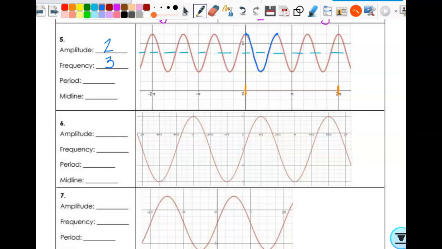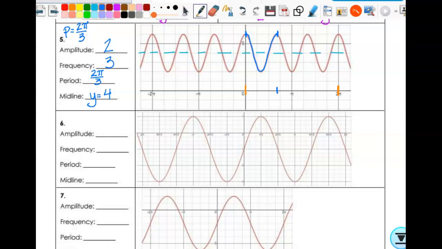The period, maybe I can get that straight from the graph. It starts here and it ends here, but here is not anything that I know exactly what it is on the x-axis. So instead, I know that the period is just equal to 2 pi divided by the frequency, which is 3, so it's 2 pi thirds. Then my midline would be y equals what? 4. Okay. Questions about that? Good?